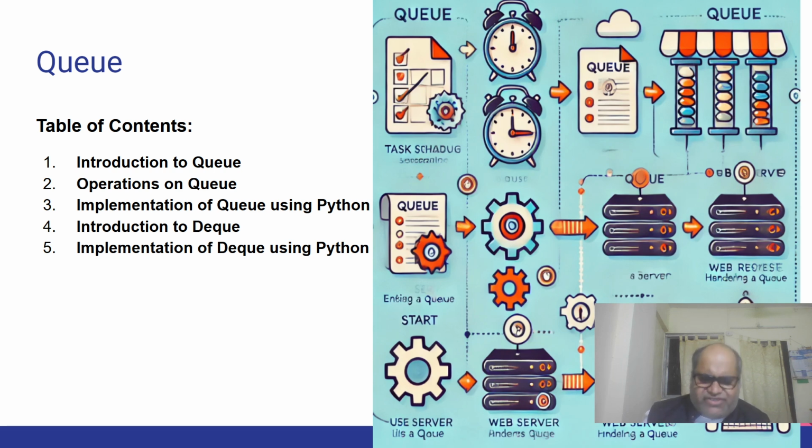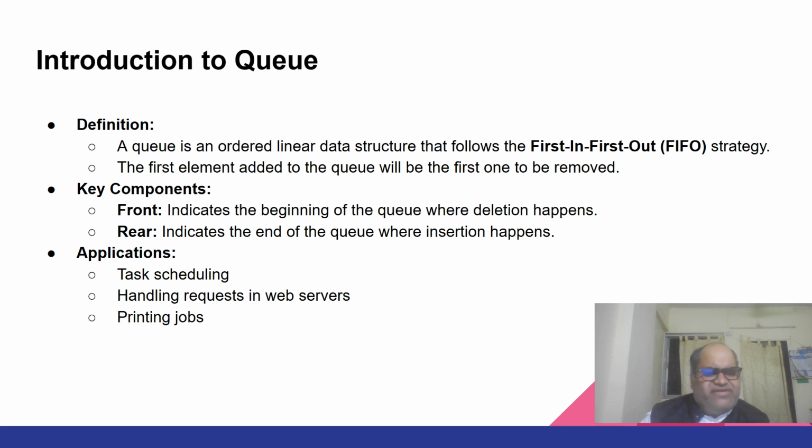So let's quickly introduce queue. So we saw the LIFO. This is a FIFO, first in, first out, right? This is an ordered linear data structure that follows the first in, first out strategy. The first element added to the queue will be the first one to be removed. What are the key components here? Front indicates the beginning of the queue where deletion happens. Rear indicates the end of the queue where insertion happens, right?